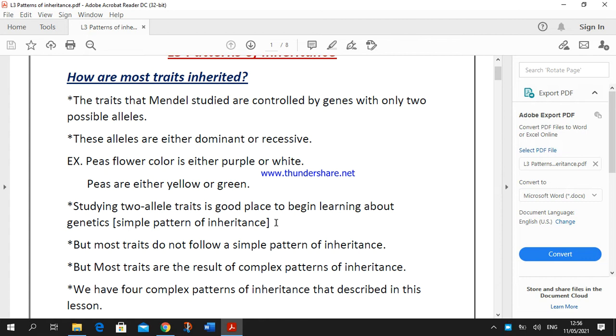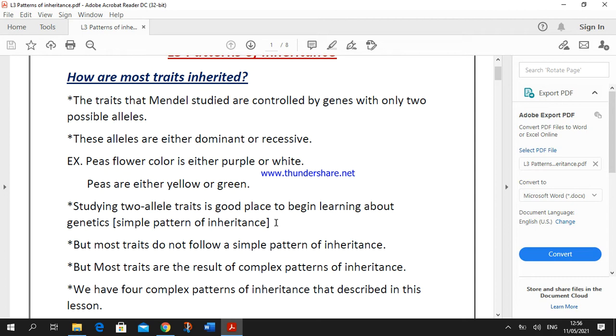The traits that Mendel studied are controlled by genes with only two possible alleles. These alleles are either dominant or recessive, like bee flower color, which is either purple or white. Studying two-allele traits is a good place to begin learning about genetics, and this is known as a simple pattern of inheritance, also known as Mendelian traits. One allele is dominant and the other allele is recessive.